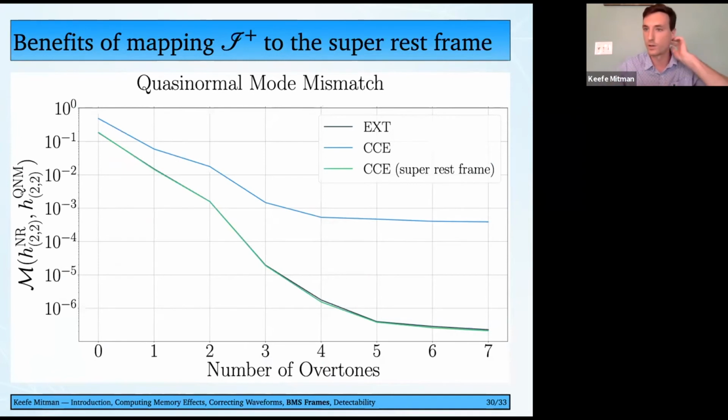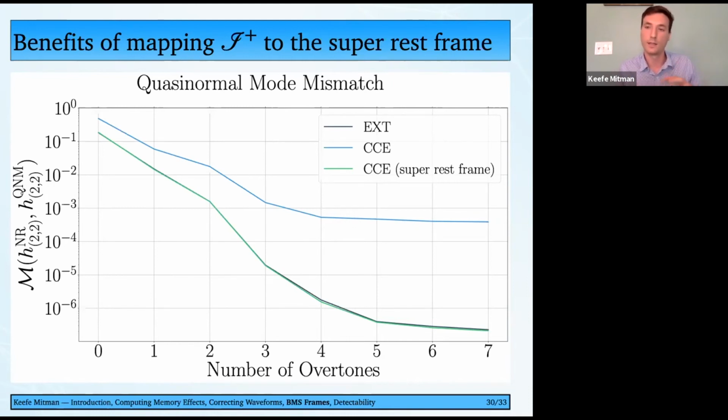And so this work was largely put out by Giesler, but he only did this analysis for the black curve, which is for an extrapolated waveform. Here I have the CCE waveforms mismatch in blue, and as you can see, it's pretty terrible. And the reason why is because CCE waveforms, because they capture memory, are in an arbitrary BMS frame, whereas the extrapolated waveforms are closer to the super rest frame.